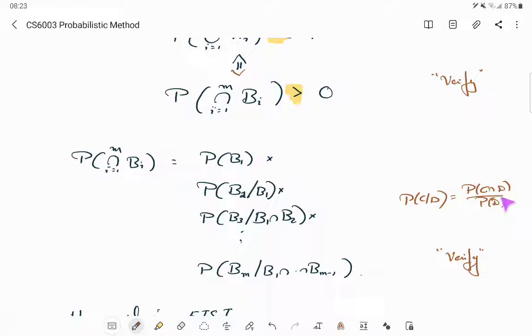P of C intersection D is... I should have written it for D given C so that it is in alphabetic order. So the probability of the first event times the probability of the second event given the first event, and so on. Now you extend it to m events, you will get this formula. This also you have to pause and verify.